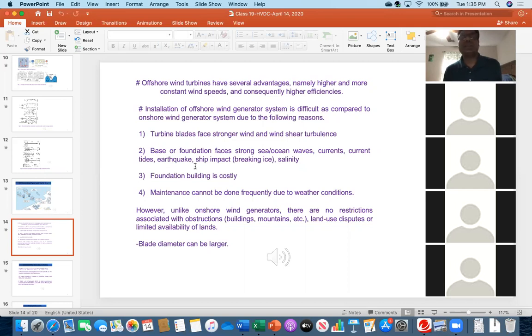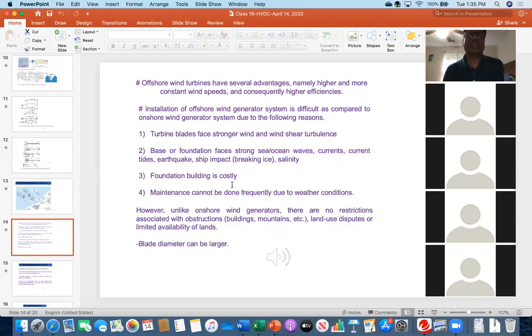And the base or foundation faces strong sea or ocean waves, currents, tides, even earthquakes. Typically, the earthquake originates inside the ocean or sea. So how about if there is a huge earthquake, and then the base and foundation of those offshore wind generator systems get loosened or broken? There is ship impact, because ships go there, and there is breaking ice. Those may hit as well.